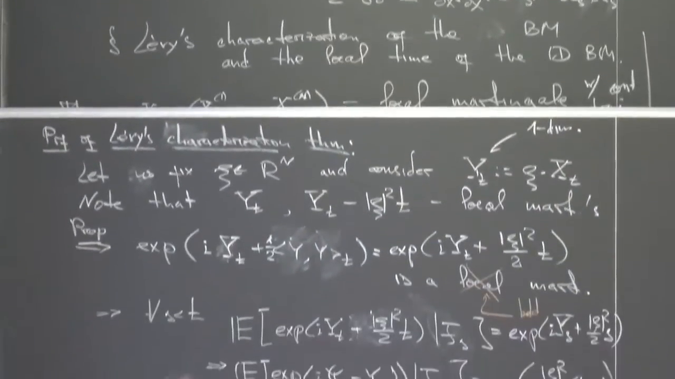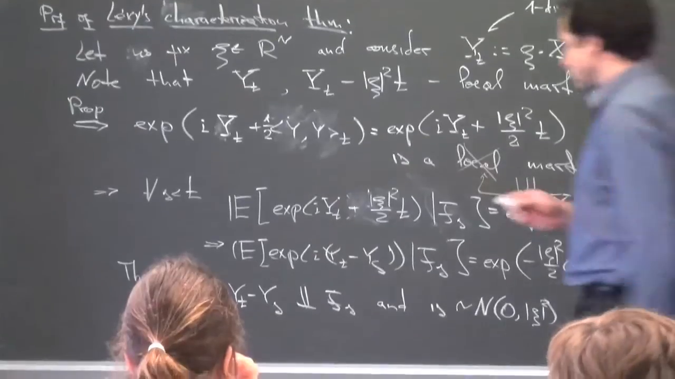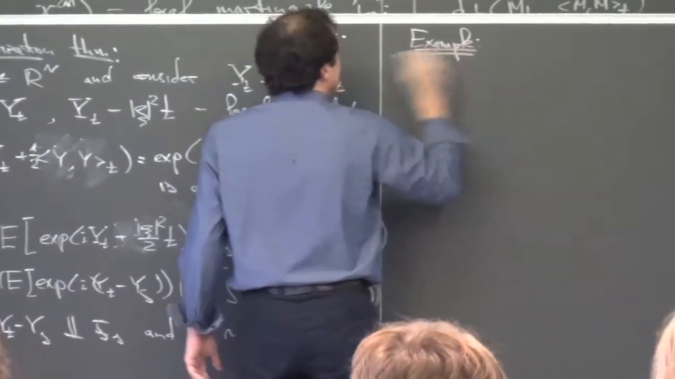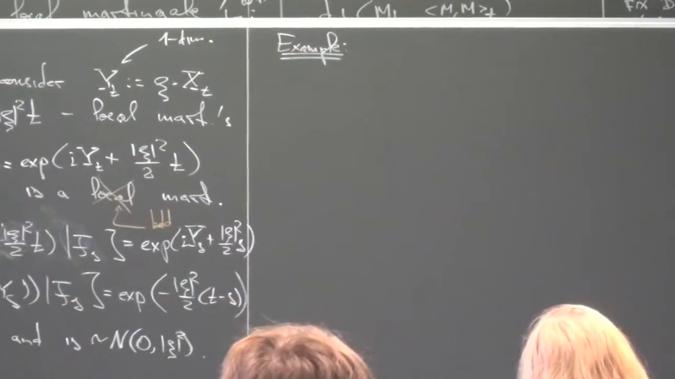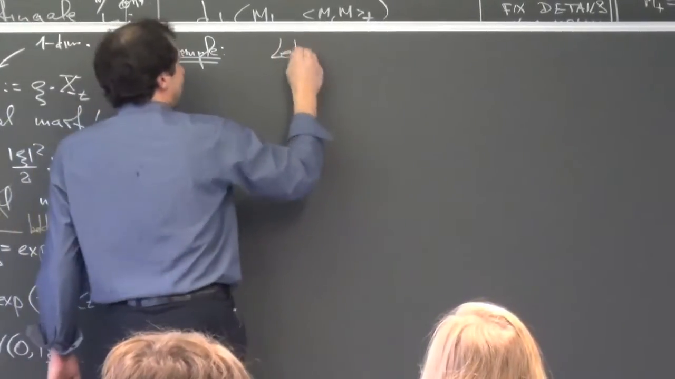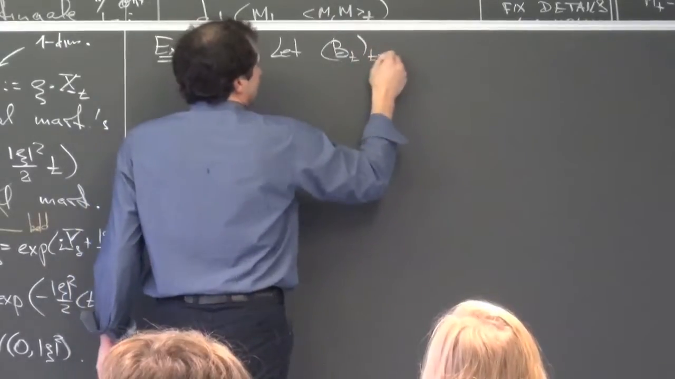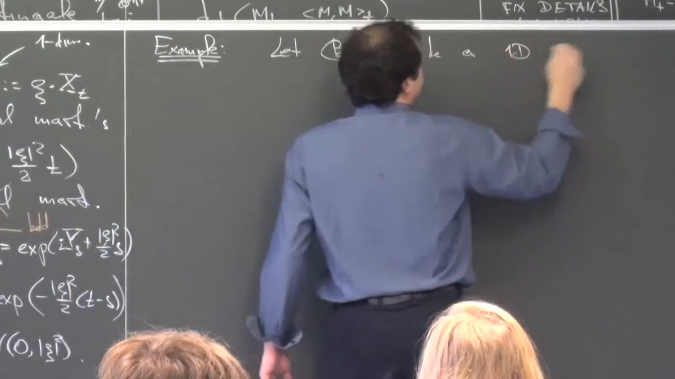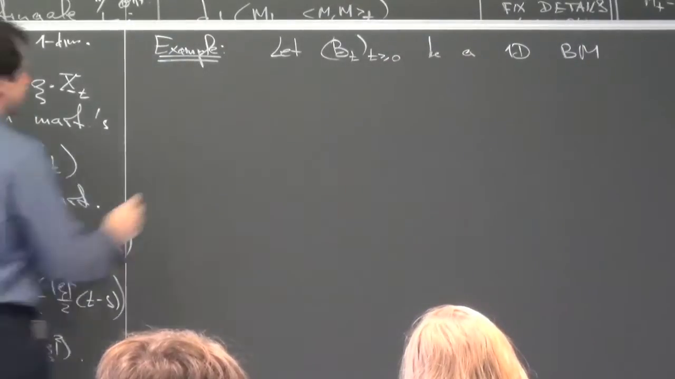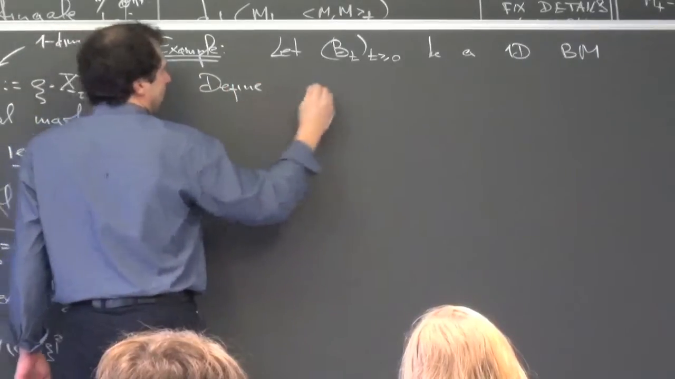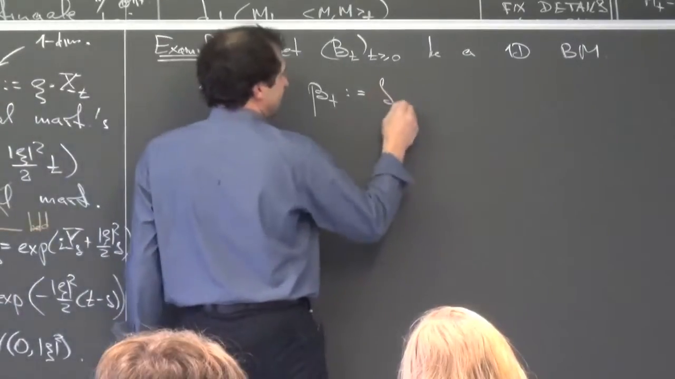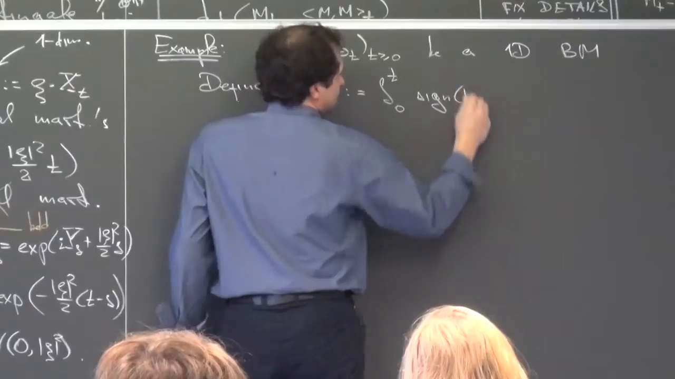Okay, good. And now let us discuss some example, and see how it goes. So, let Bt be a one-dimensional Brownian motion, and let us define a new process, beta t, which is the stochastic integral of sign(Bs) dBs.